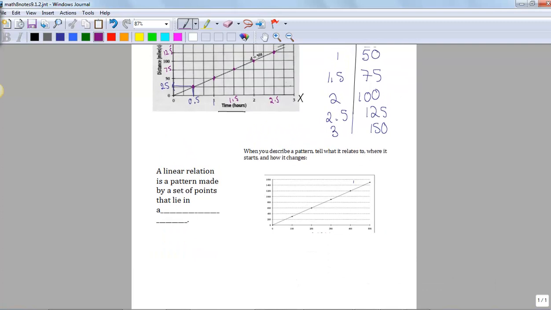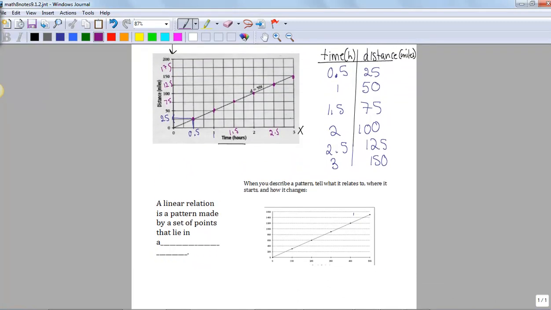Okay, so hopefully you got answers similar to the table of values you see there. If not, pause and make some corrections. Otherwise, let's move on to the next question. It says, a linear relation is a pattern made by a set of points that lie in, we already talked about this, a straight line. So if it's not a straight line, it's not a linear relation.